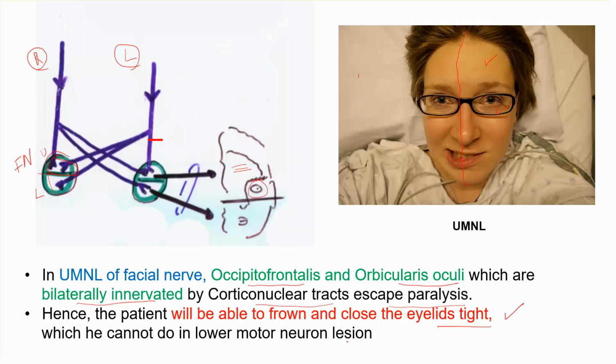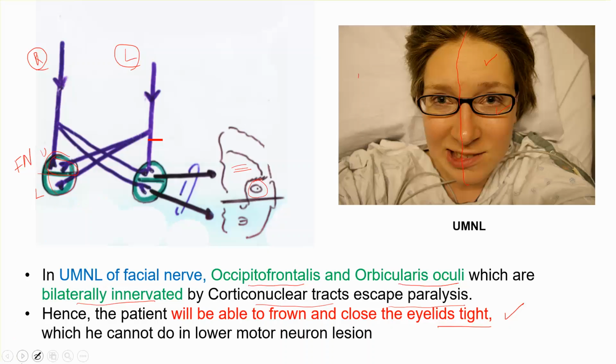as we saw in the previous diagram, that in the lower motor neuron lesion the complete half of the face is affected. Both these muscles, occipitofrontalis and orbicularis oculi, and all the other muscles are also affected. Okay, and the reason is because it has unilateral innervation.